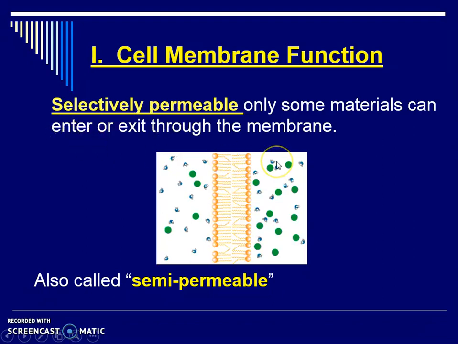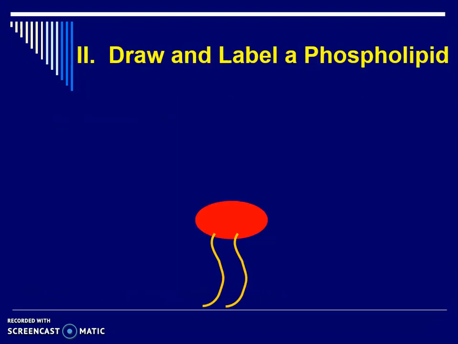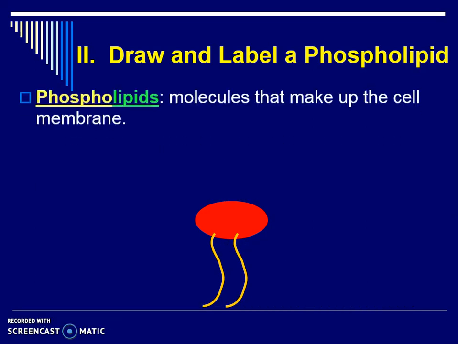If it let everything in or out, the cell would get too big, too small, or get bad things like waste in or out that weren't supposed to be moving. So the cell membrane, selectively permeable, helps maintain homeostasis. The major part of the cell membrane is called a phospholipid. Let's make sure we draw and label it in our diagram and in our notes.